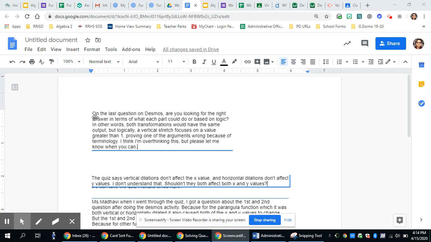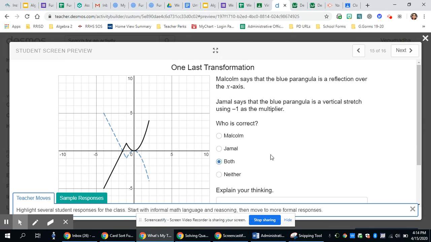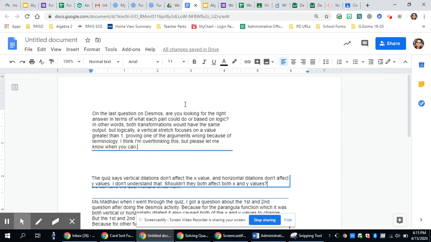The first question I see here is the last question on the Desmos activity that was given to you. So let's look at that. It is talking about transformations where a negative on the function would be a reflection over the x-axis, or should it be written as a vertical stretch using -1 as a multiplier? I would say both in this case. It represents both ways.